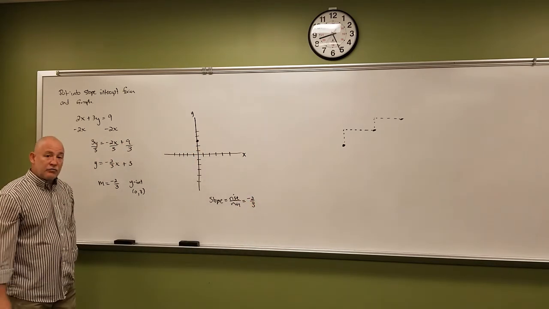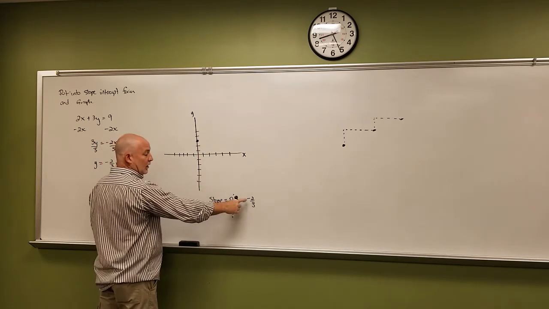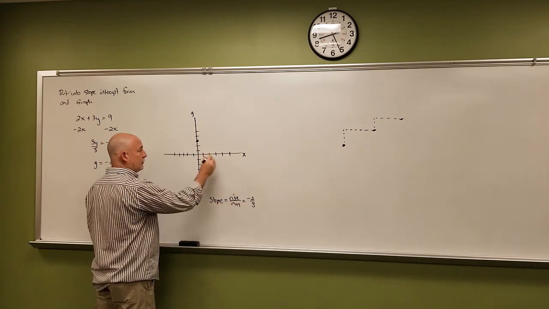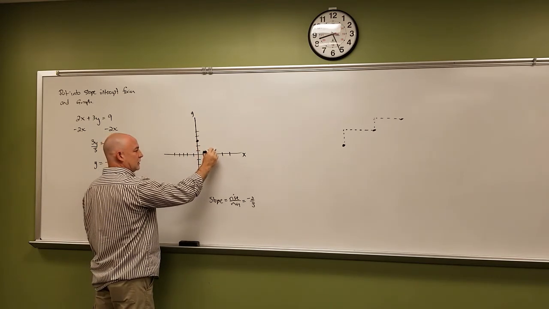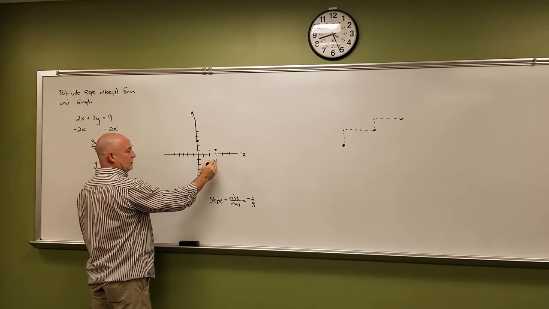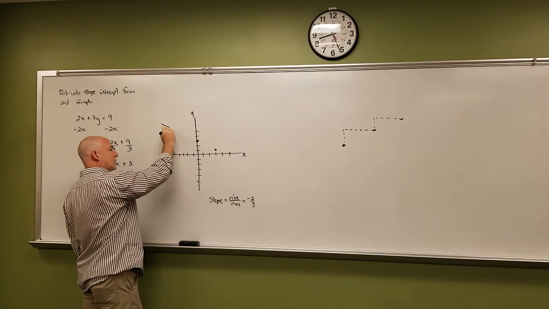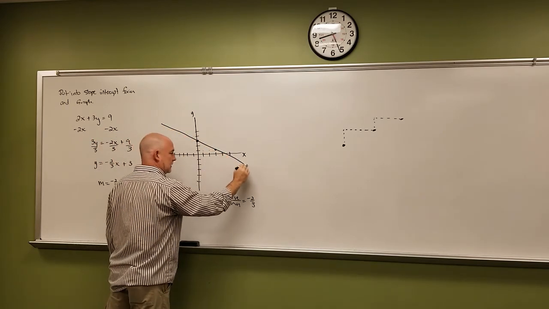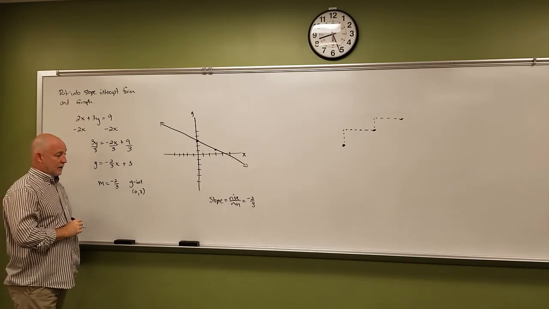So again, we're going to treat this like directions. From this point, we're going to rise negative 2 and run 3. Well, that means go down 2, go over 1, 2, 3. Put another dot. Now we can do this again if we wanted to. We could go down 2 again, over 3 again, and put another dot. Connect the dots, and there you go. That quick and that easy to graph a line.